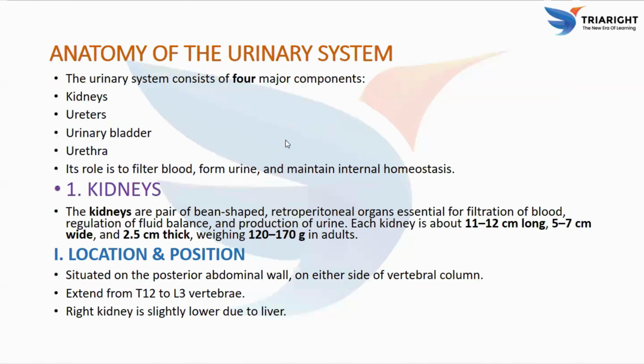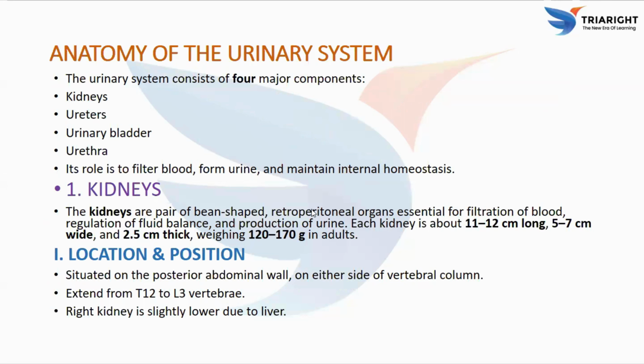So coming to the anatomy of the urinary system. The urinary system, you all know, consists of four major components. What are those? Kidneys, ureters, urinary bladder, urethra. So what is the main role of the urinary system? To filter blood, to remove waste, form urine and keep the body's internal environment stable. Nothing but homeostasis.